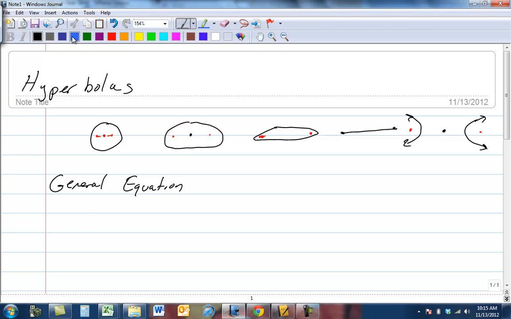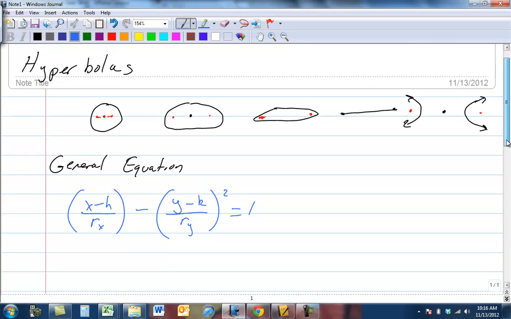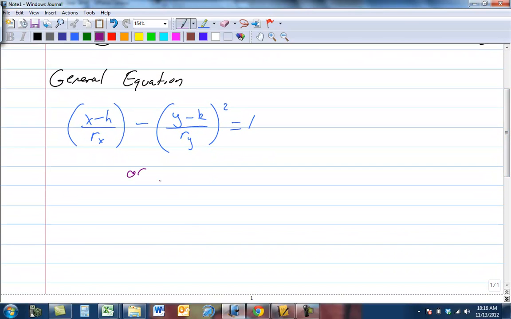The general equation for a hyperbola is x minus h divided by r sub x, quantity squared, minus y minus k divided by r sub y, quantity squared, equals 1. That's the general equation. Or it could be the other way. It could be negative quantity x minus h, squared, divided by r sub x, quantity squared, plus y minus k divided by r sub y, quantity squared, equals 1. Now, what's the difference here is where the negative is.